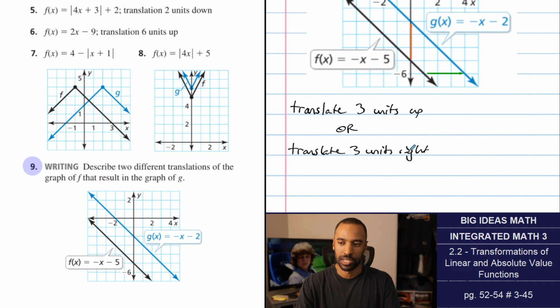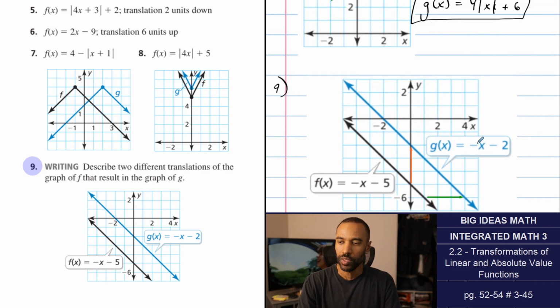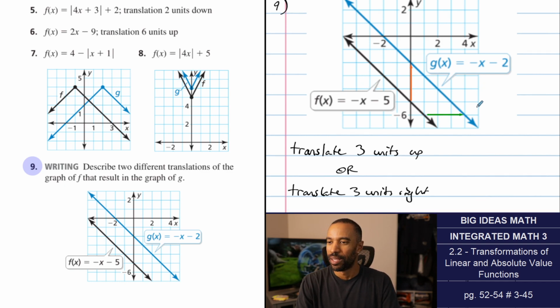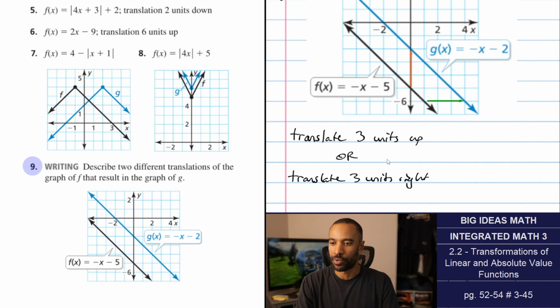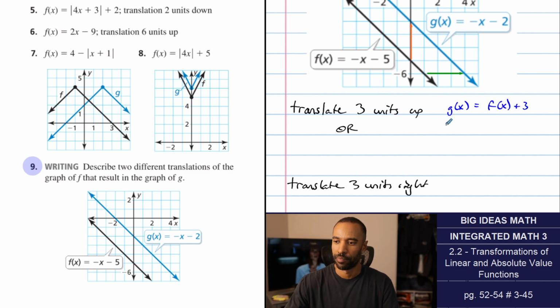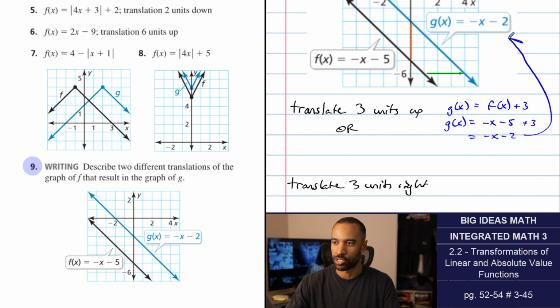Or the equivalent equation. I want to keep getting into it. So if we did translate 3 units up, like literally, if we took this equation and did what we were doing from previous questions, we would be saying that g of x equals, you take your f of x and you add 3 to it. So you'd be taking negative x minus 5 and adding 3 to it. Negative 5 plus 3 is negative 2. That's negative x minus 2, and that matches that answer.